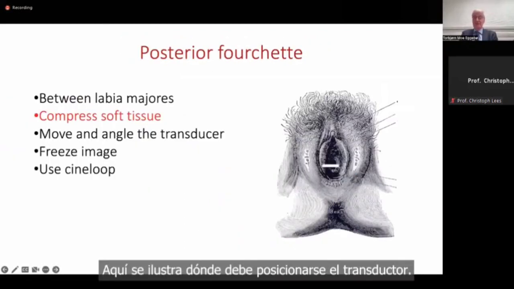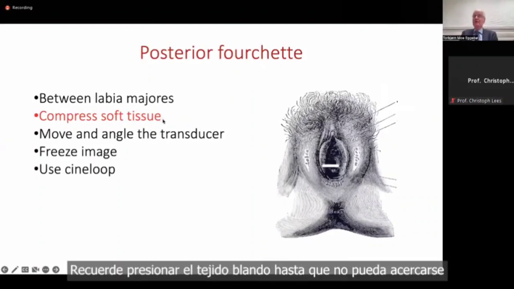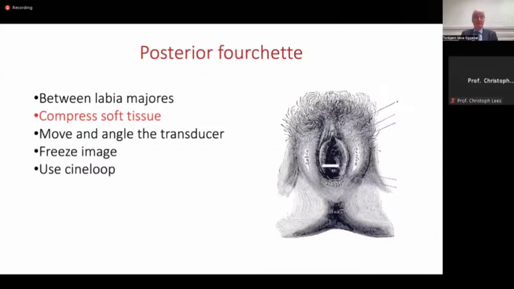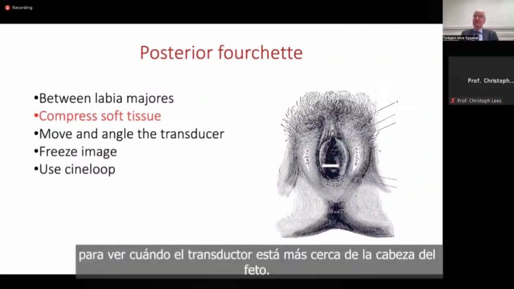Here illustrated where the transducer should be placed. Remember to compress the soft tissue until you cannot come closer and meet resistance against the pubic bones. It's not uncomfortable for the women. Move and angle the transducer, freeze the image, and use the cine loop to see when the transducer is closest to the fetal head.